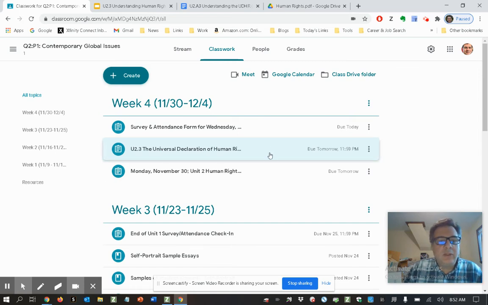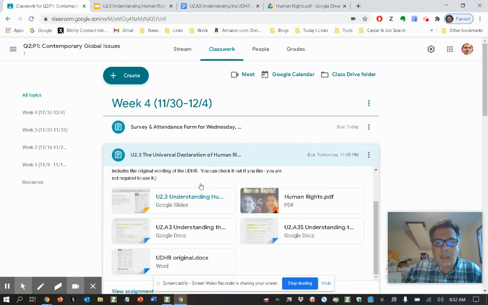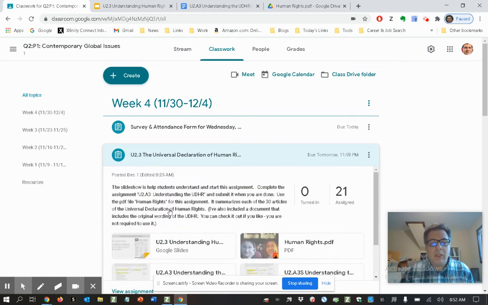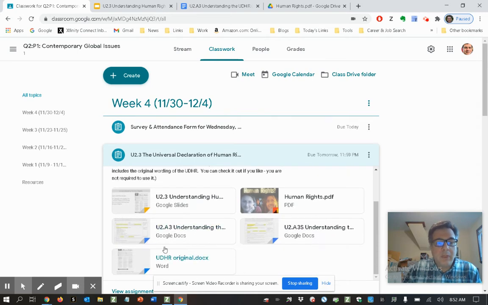I posted this yesterday, and there are a bunch of documents. This assignment is to help you understand the 30 articles in the Universal Declaration of Human Rights. So what you're going to need to have out is this document, Unit 2, Assignment 3. I do have a Spanish language version of it, and you can use that one as well. You're also going to need this little booklet on human rights.